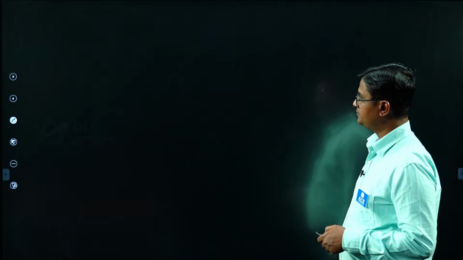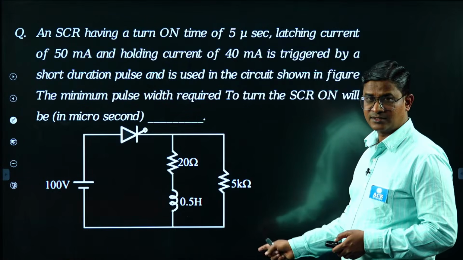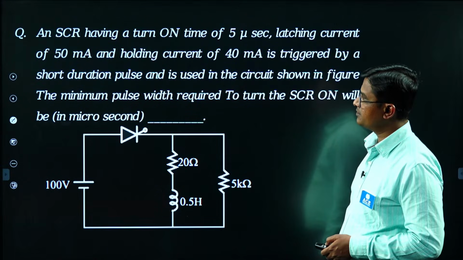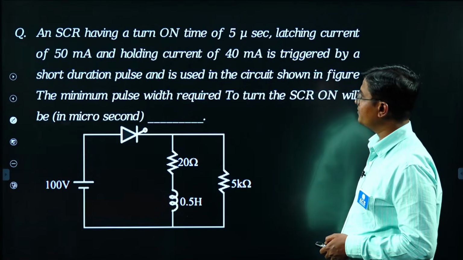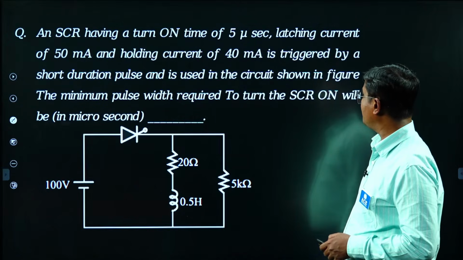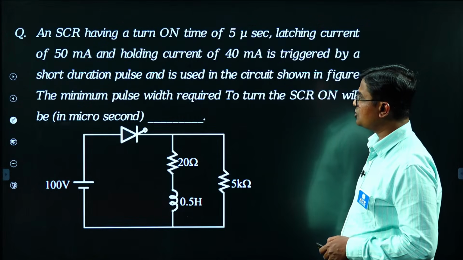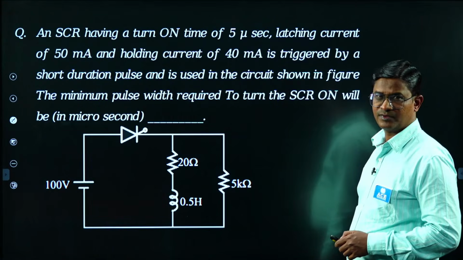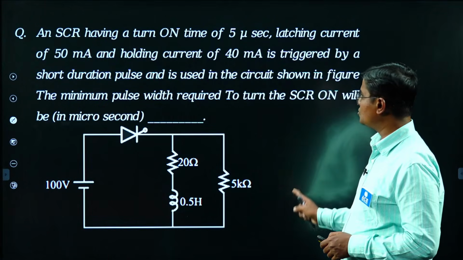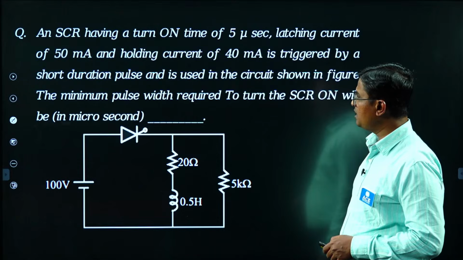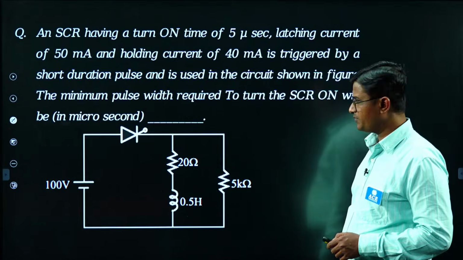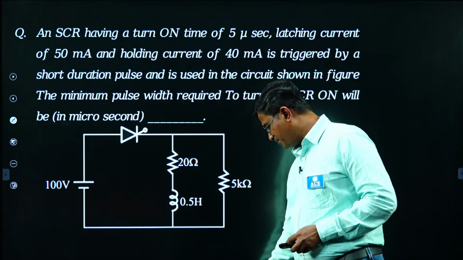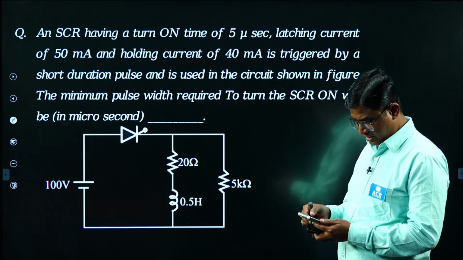Next, let us discuss this question. An SCR having a turn on time of 5 microseconds, latching current of 50 milliampere, holding current of 40 milliampere, is triggered by a short duration pulse and is used in the circuit shown in figure. The minimum pulse width required to turn on the SCR will be in microsecond. So they are asking what is the minimum width of the pulse to turn on the SCR.